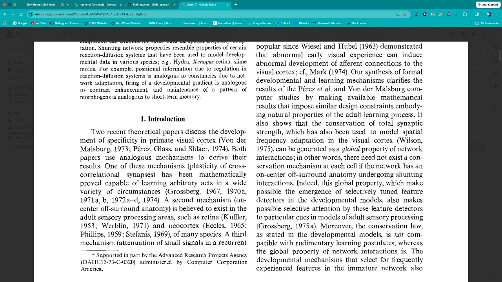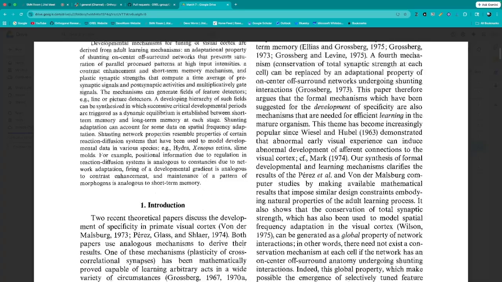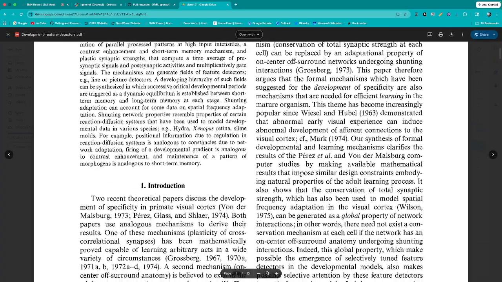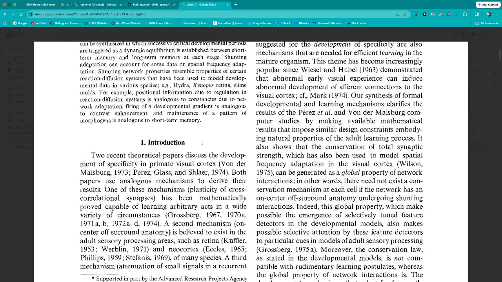So he says two recent theoretical papers, and remember this is 1975, so the 1973, 1974 era, discuss the development of specificity in primate visual cortex. Both papers use analogous mechanisms to derive their results. One of these mechanisms, plasticity of cross-correlational synapses, has been mathematically proved capable of learning arbitrary acts in a wide variety of circumstances.